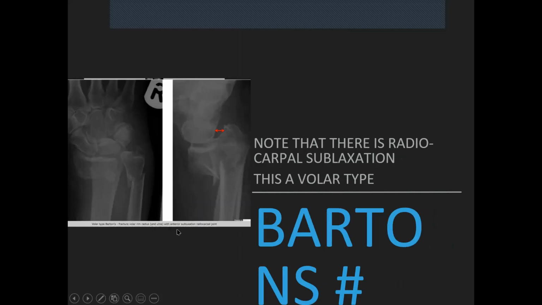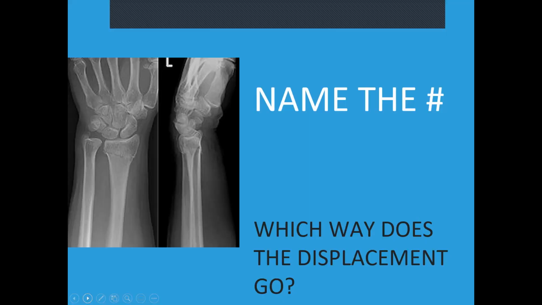And then here we have what we call a Barton's fracture. What's happening is it's not just a fracture, it's also a subluxation of the carpal bones and the radius. That's why there's that little arrow over there. There's a volar type, and then you get a palmar type as well, but that's not important. Barton's fractures are not as common, and they're generally seen after very severe falls or quite significant trauma.